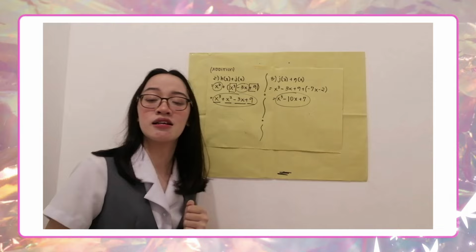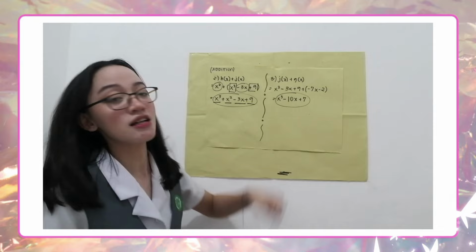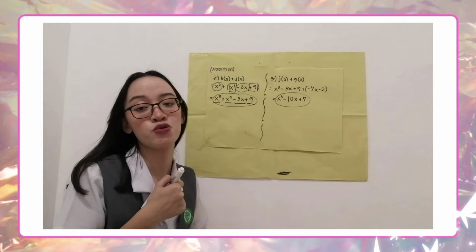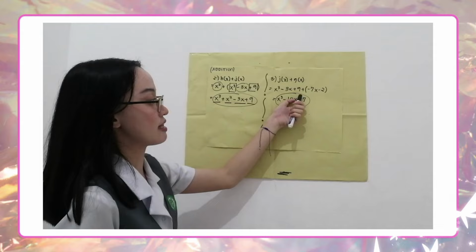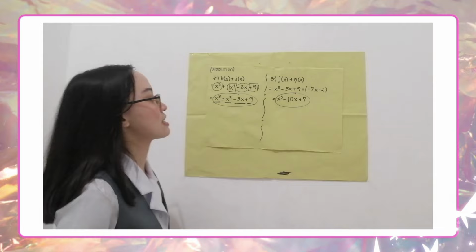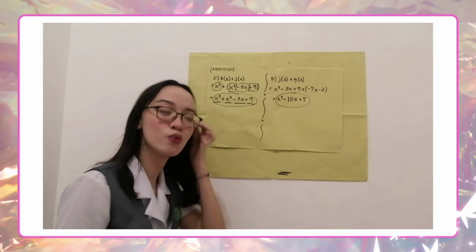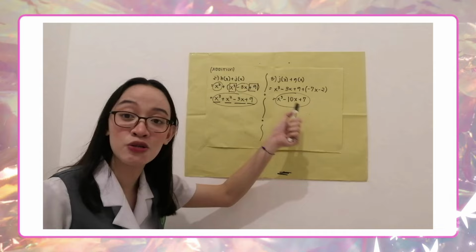Then, g of x plus g of x. So, kagaya rin kanina, kailangan natin mag-substitute para ma-solve natin yun. G of x, ang value niya is x cubed minus 3x plus 9. Then, negative 7x minus 2. So, paano natin ginawa yan? Kagaya kanina, hahanapin natin yung magkaparehas na value. So, ayan, nakikita naman natin, wala na namang kasama yung x cubed. So, ibig sabihin, ibababa na natin siya.